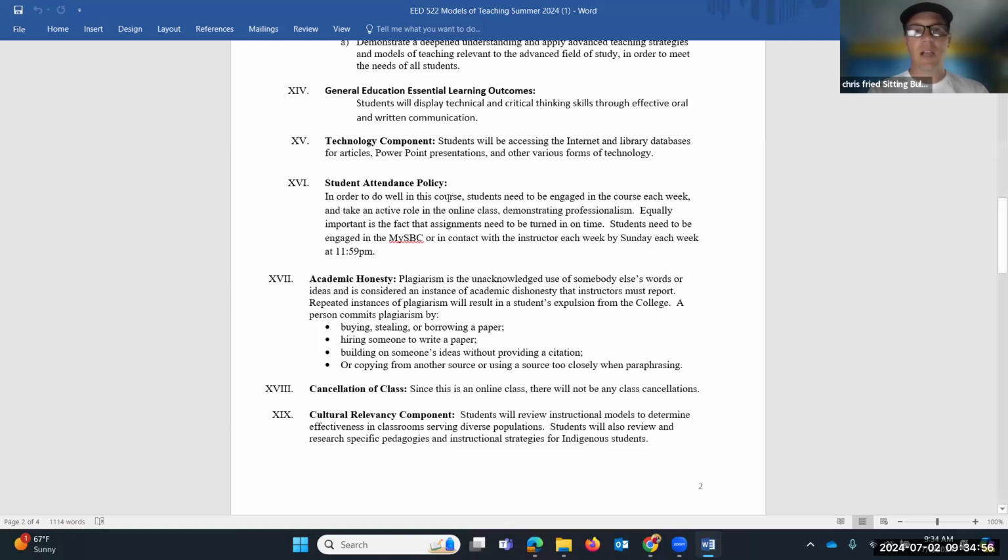But please, to be counted for attendance, you just have to be engaged in my SBC or be communicating with me for that week. What does engaged in my SBC mean? You're logged in, you turned in an assignment, whatever that might be. Those are the big two pieces of that. I can always check and see whether you've logged in, whether you've been in my SBC or not.